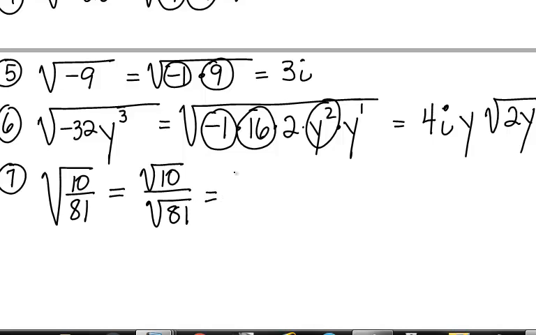Square root of 10, there's no perfect squares inside there. Square root of 81, 9. And you're done. Okay.